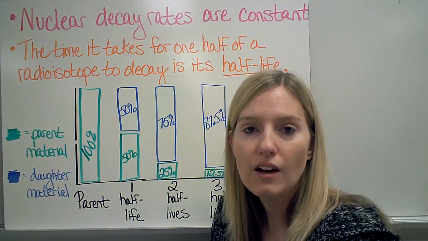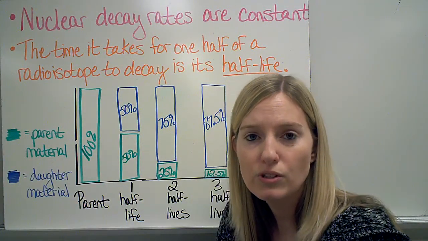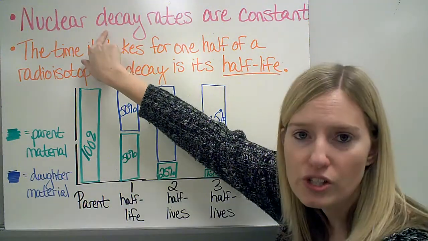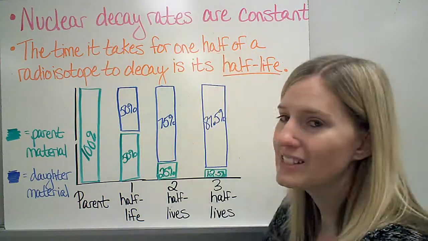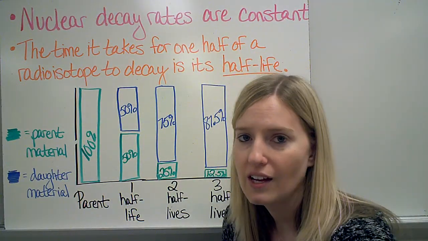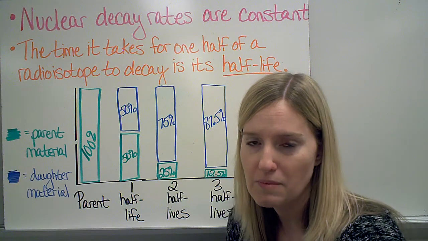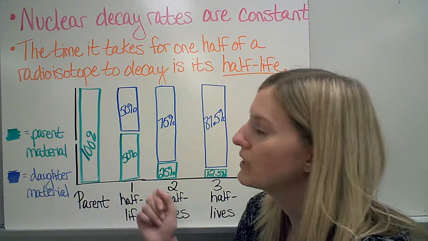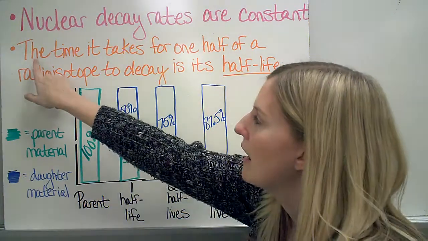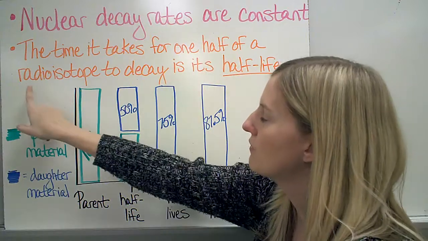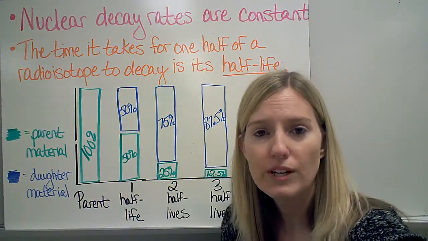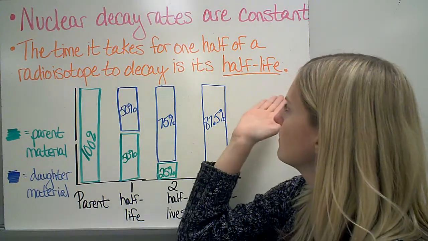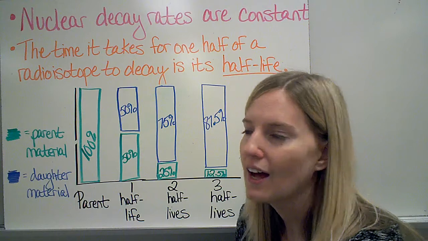So as we saw on our previous slides, our elements can become new elements, or they can transmutate. The rate at which that transmutation or decay occurs is always constant. It doesn't depend on temperature, for example, or the amount of stirring that we talked about in our last chapter. So we can use this information to our advantage. However long it takes for one half of the radioisotope to decay or transmutate into the new element is called its half-life.